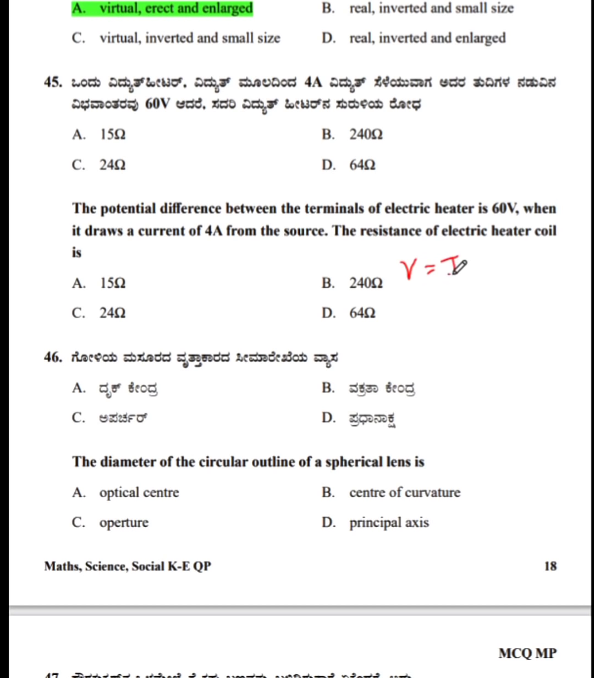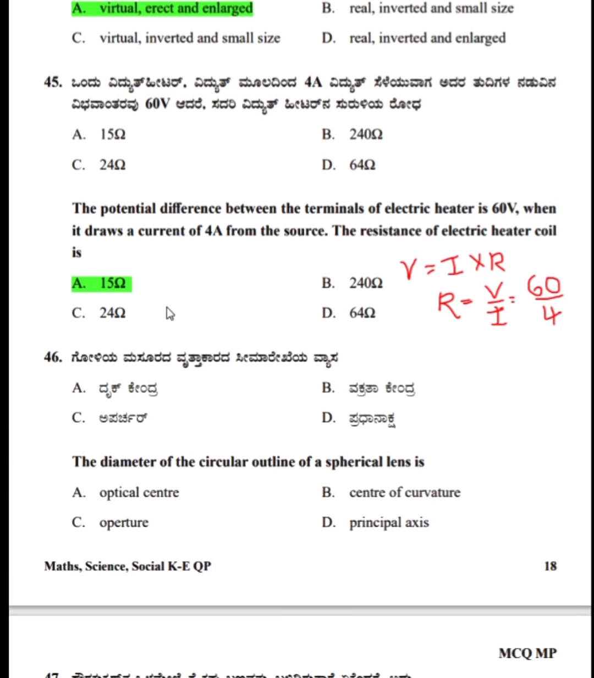Therefore, we can calculate R equals V divided by I. Now substitute the values of voltage and current, that is 60 divided by 4. We get resistance as 15 ohm. The resistance of the circuit or the heater coil is 15 ohm.